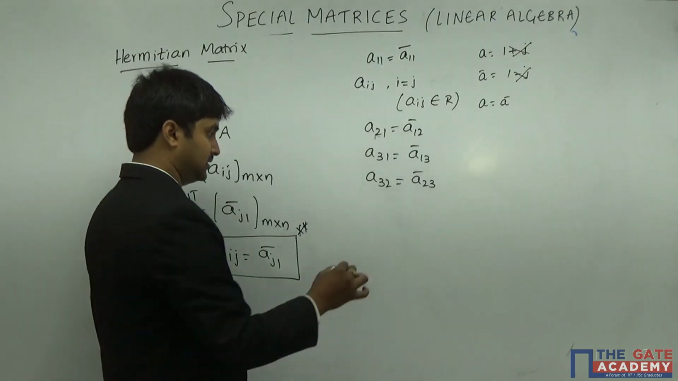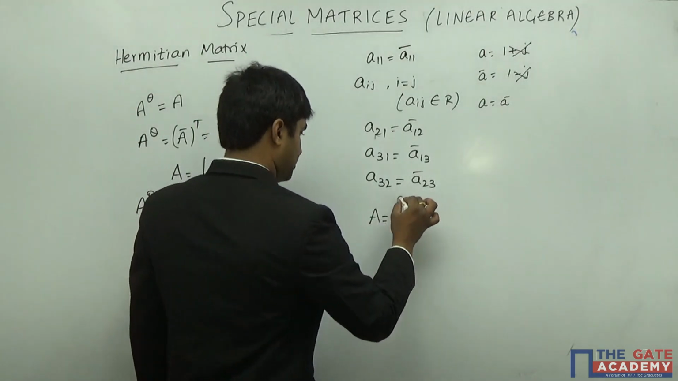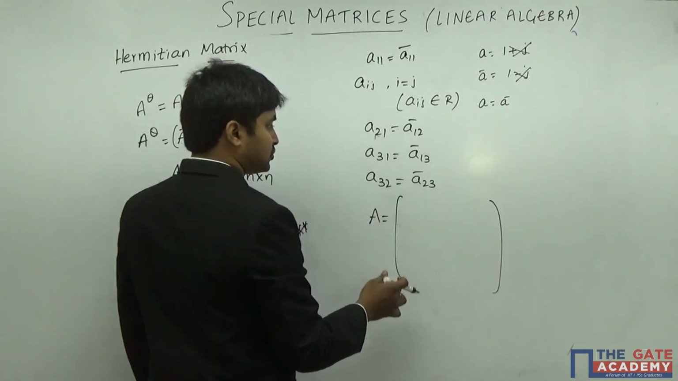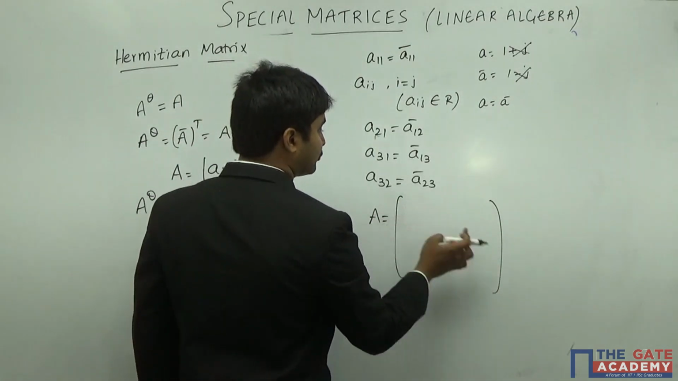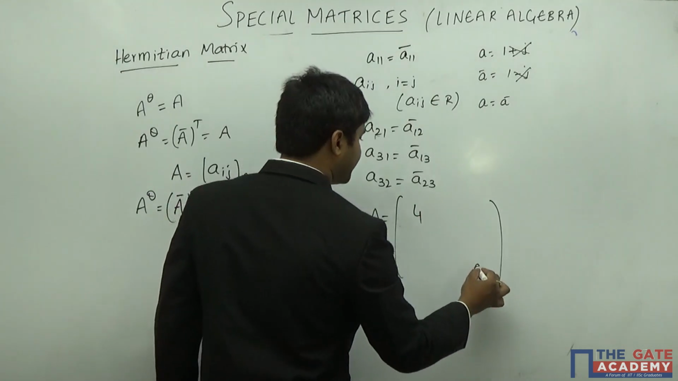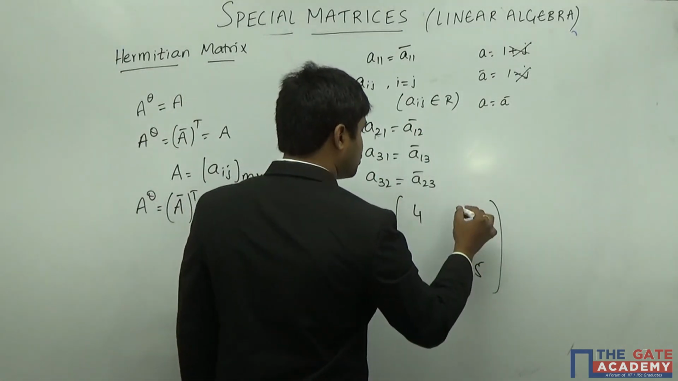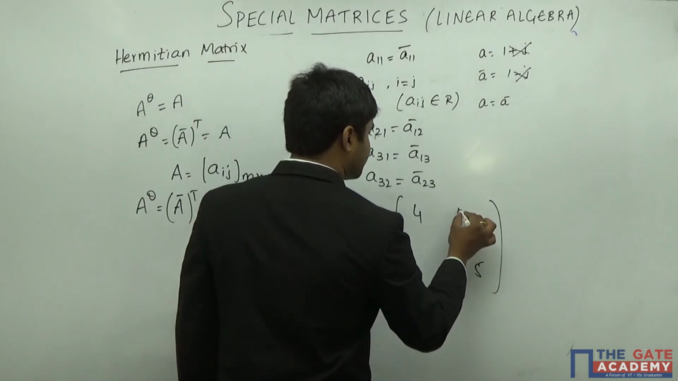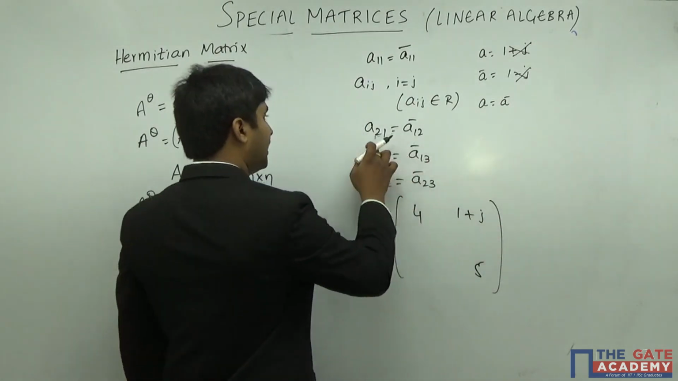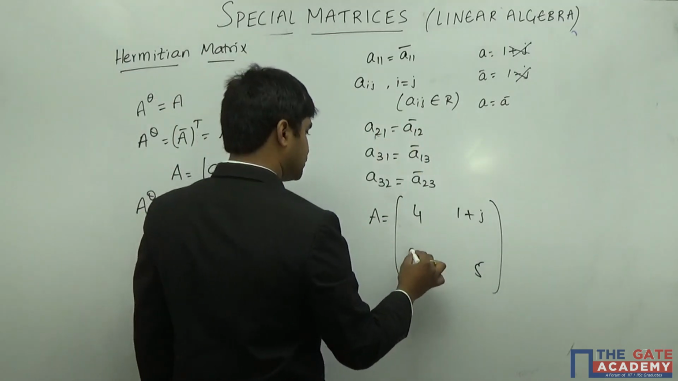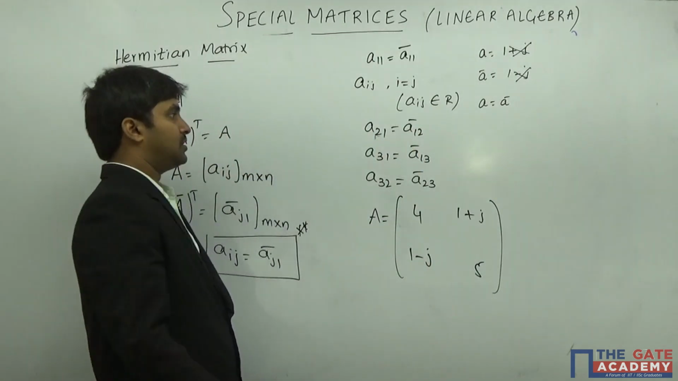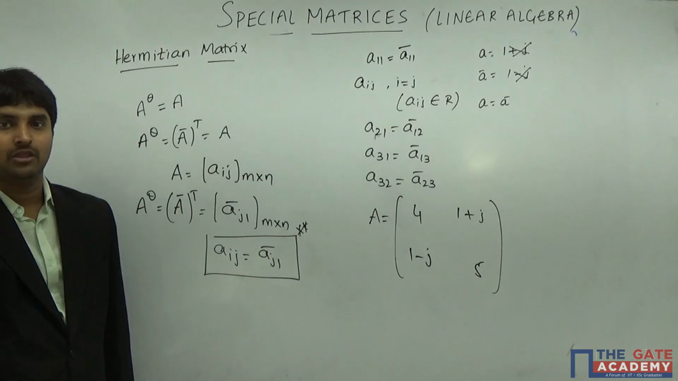So we can write the matrix. The principal diagonal elements have to be real numbers, so they can be any real numbers. Now the moment I write A12, if the value of A12 is 1 plus j, A21 should be its conjugate, so 1 minus j.